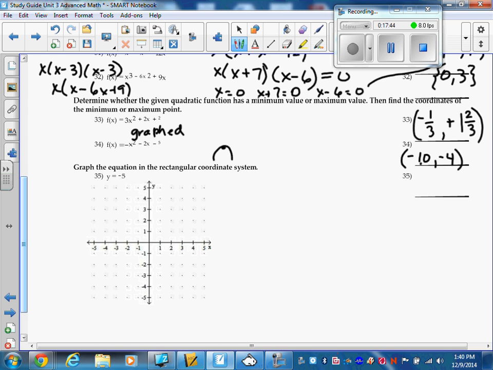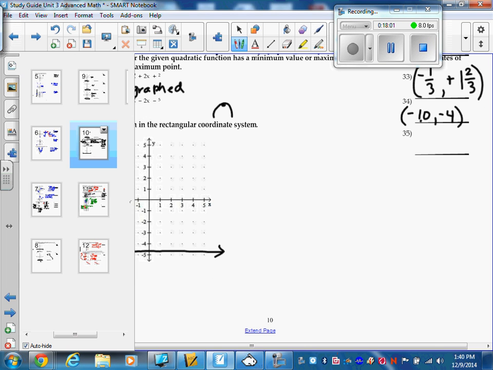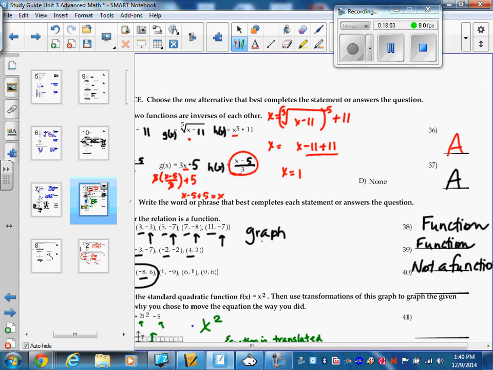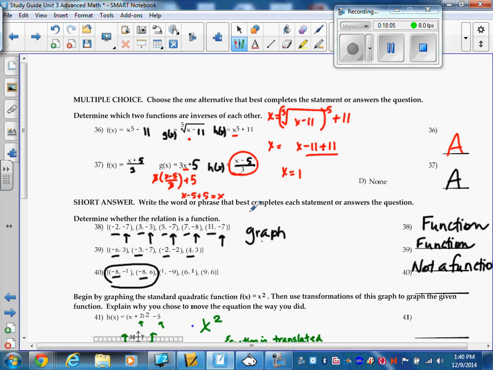Graph the equation in the rectangular coordinate system. Isn't this line y equals negative 5? Lots of people have trouble graphing those horizontal lines. So I wanted to give you a little practice on that. So I think, yes, I think that's all of our videos.